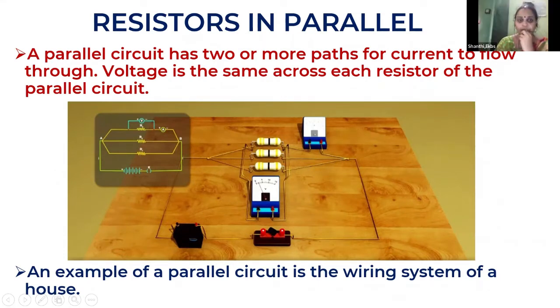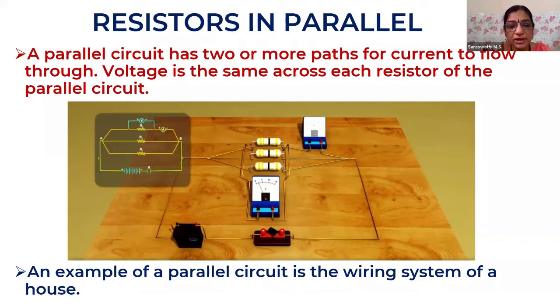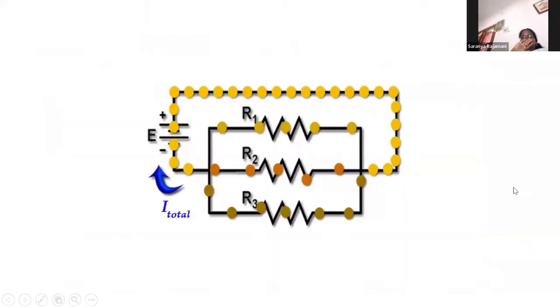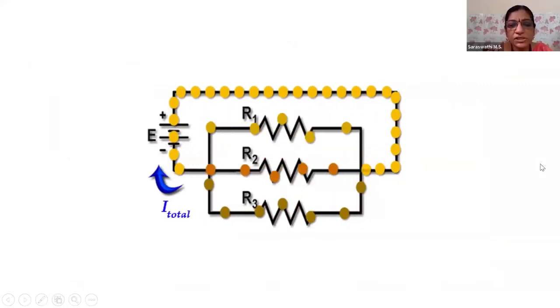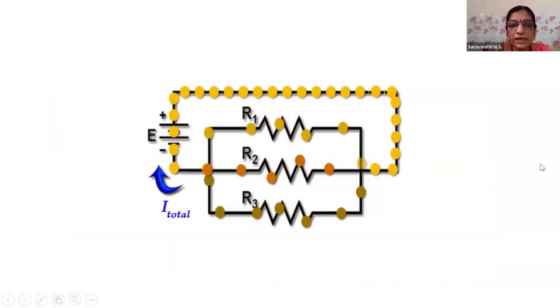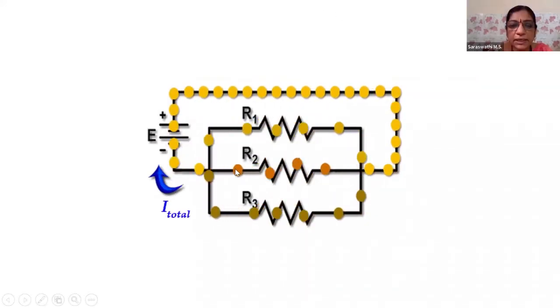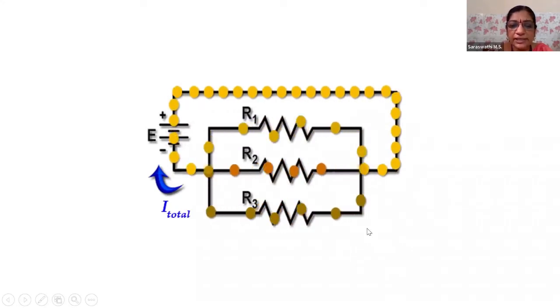Different for each connection. Yes, the current flowing through each resistor will be different because the requirement of each resistor is going to be different. So this is how the current is going to be split when it flows through a parallel circuit. Can you see? The current flowing is going to get split among all the three resistors like this.